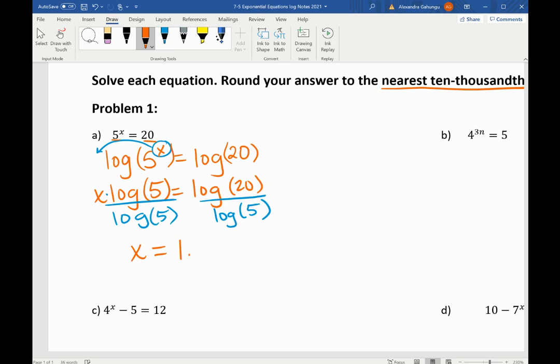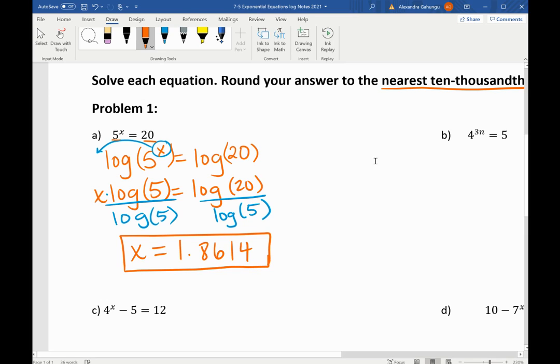And it's 1.861, and then I look and I have the 3, but there's a 5 after it, so I'm going to round up and go to 4 here. So watch your rounding for those.